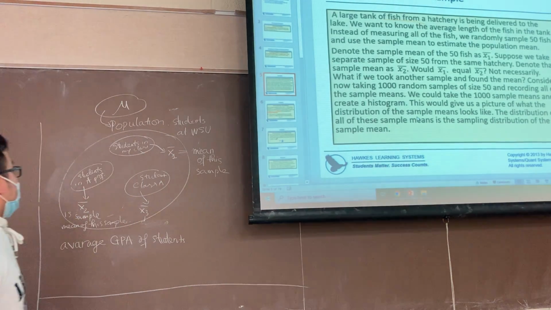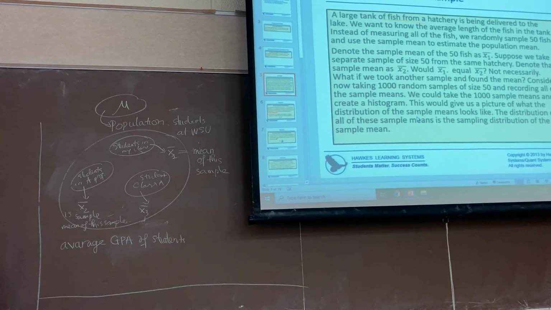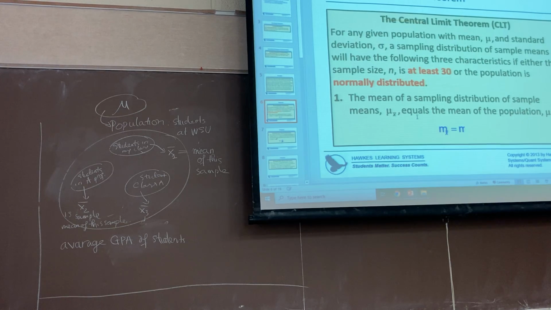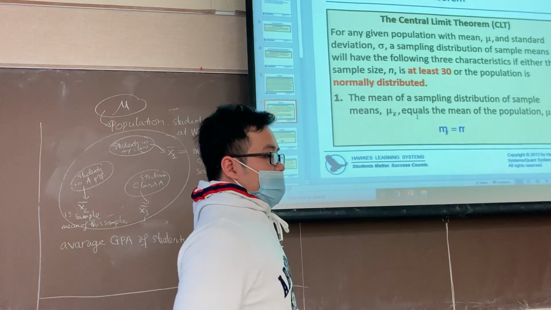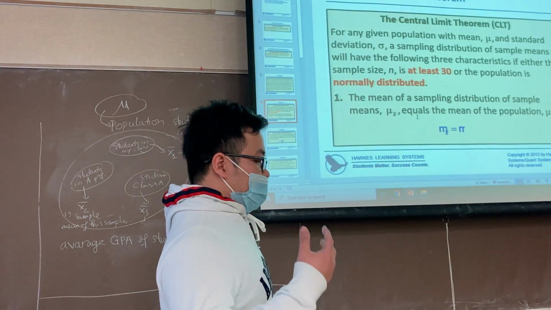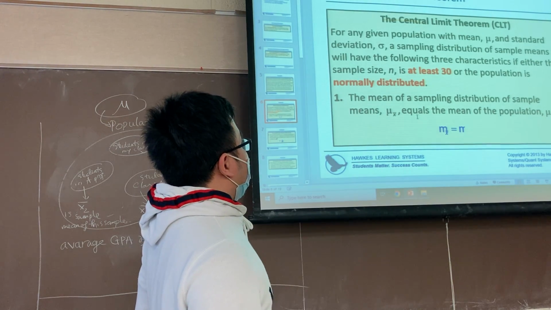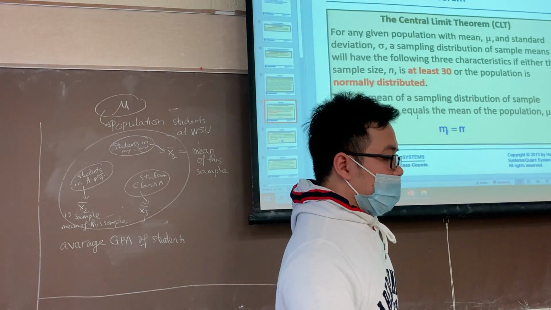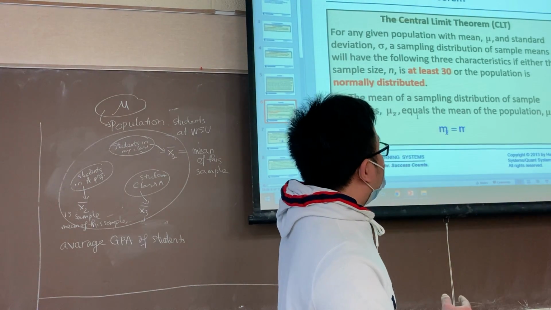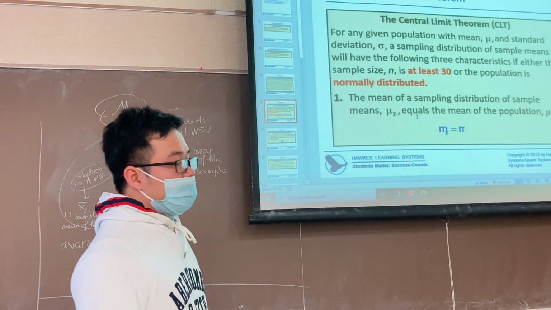You can understand the sampling distribution by this example here, or you can look at the example I provided here. So now I will go to the central limit theorem. The central limit theorem will state three things. The first one, when we talk about the central limit theorem, we need to look at the assumption. What is the assumption? When can we apply the central limit theorem?